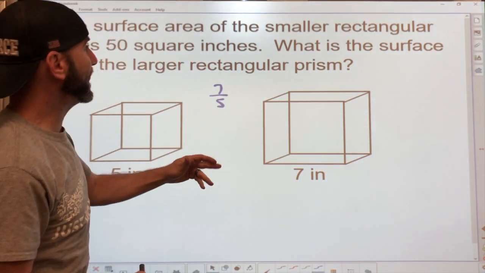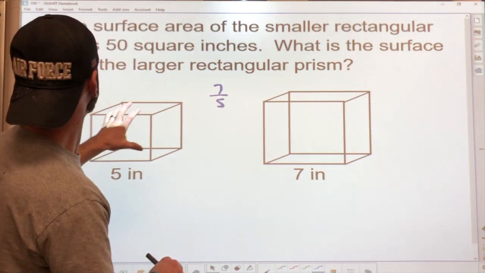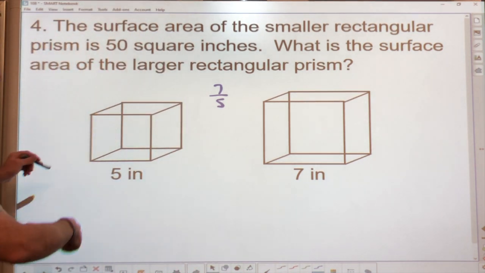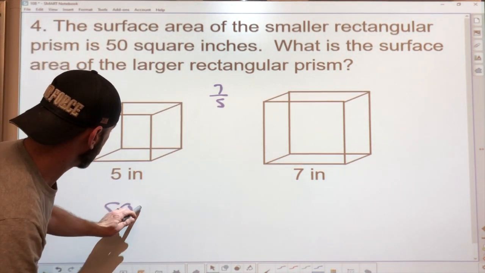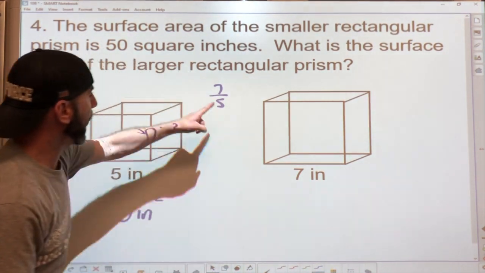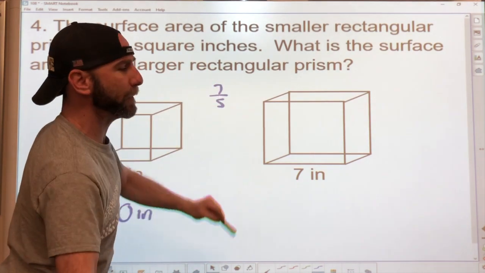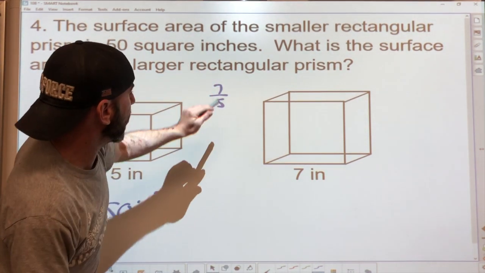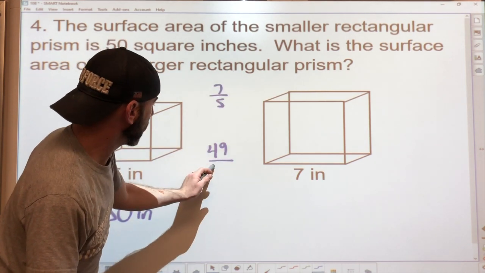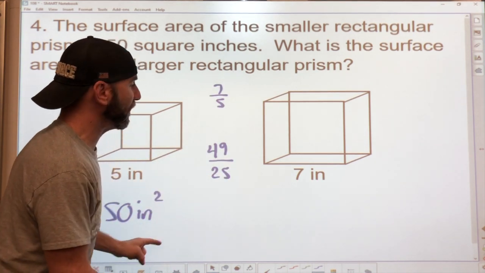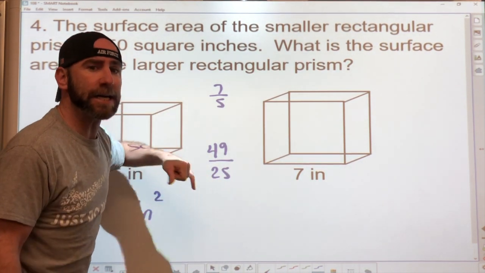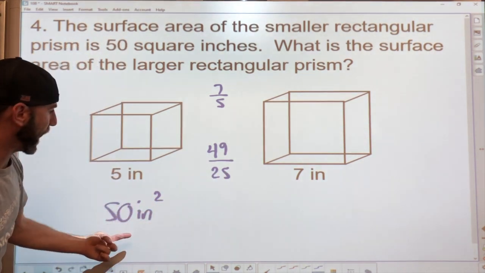Now, I'm finding the surface area of both of these. The smaller one has 50 square inches. So what's the surface area of the larger one? Well, I'm going to take my scale factor and raise it to the power of 2. So 7 squared is 49. 5 squared is 25. So the surface area of this shape is 49/25 times larger than this guy right there.